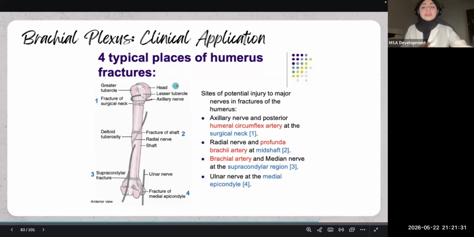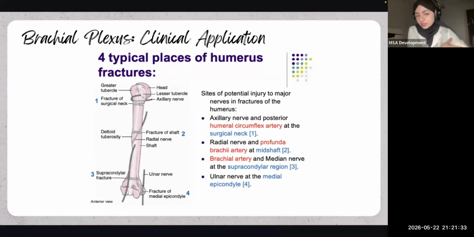Now, I discussed intimately how it's related with the humerus. This should be reviewed by now. Axillary nerve and the humeral circumflex artery are going to be at the neck as a cuff. Then if I move to the posterior arm at the groove, at the radial groove, I'm going to find the radial nerve and the profunda brachii artery, midshaft.